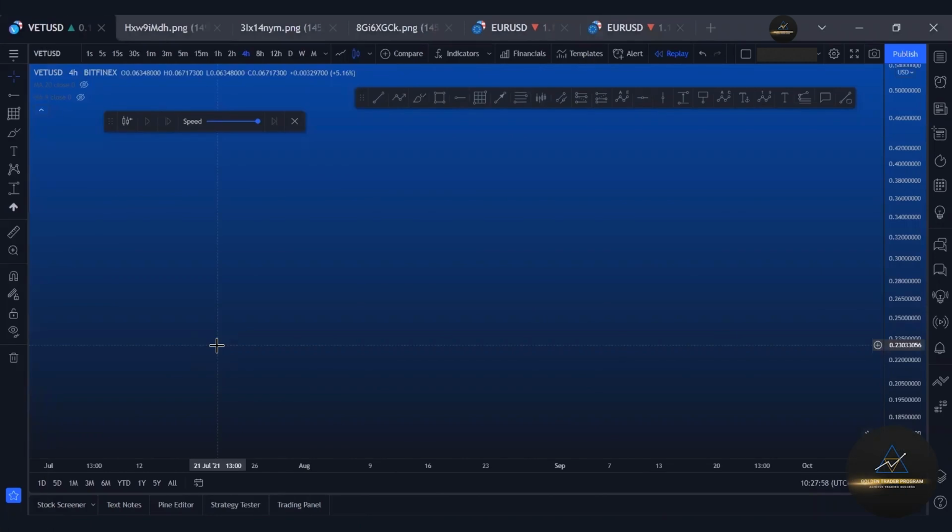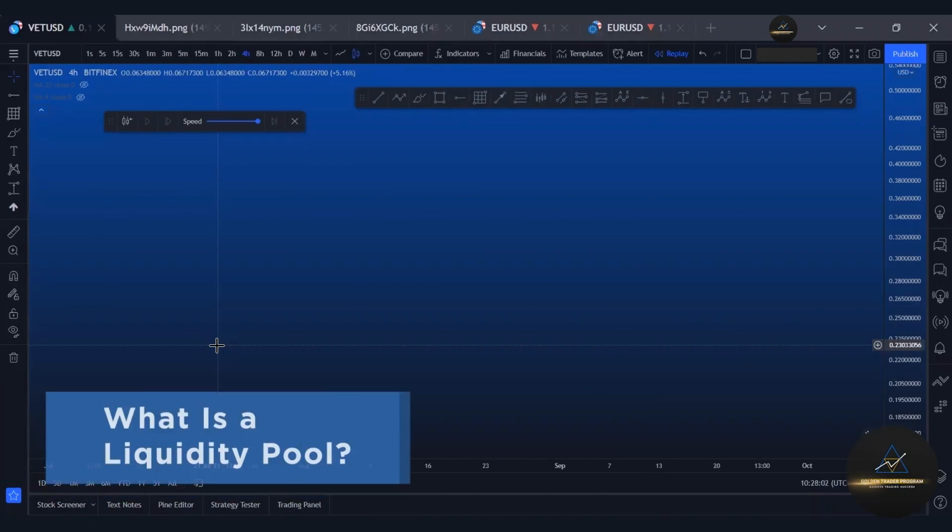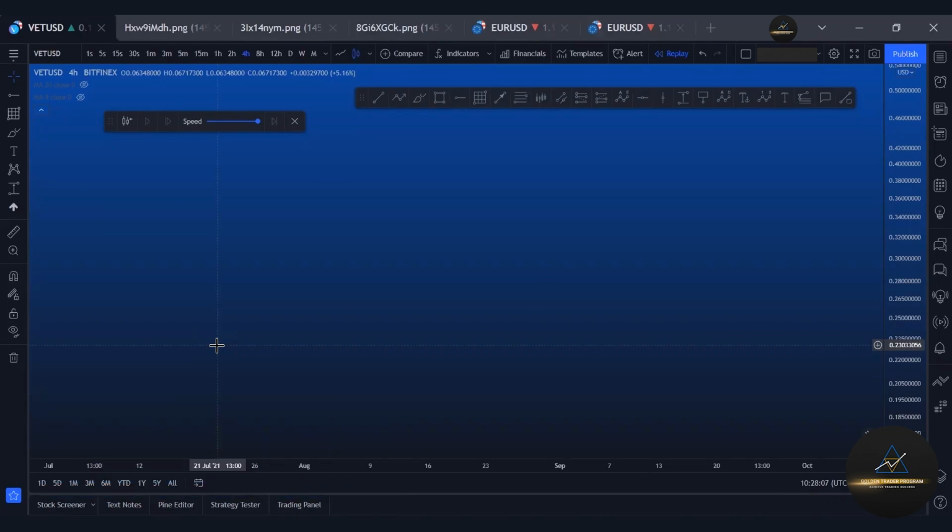Liquidity pools. Okay, so let's get started with liquidity pools. What is a liquidity pool? A liquidity pool is where there's a bunch of liquidity, unfilled orders, bank levels, imbalances, but within a zone. So everything that we've covered is within these liquidity pools.